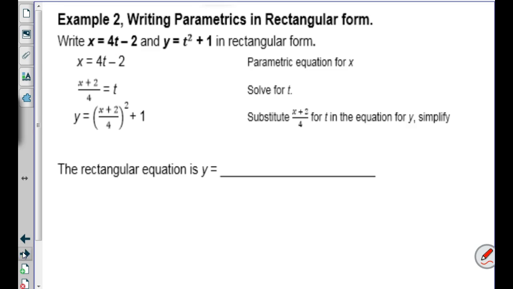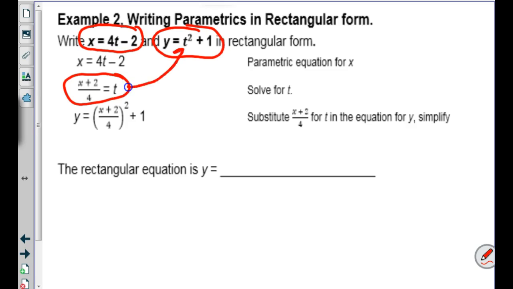All right, you have this one on your paper. It's mostly done for us, it looks like. It says x equals 4t minus 2 and y equals t squared plus 1. So we want to get the t by itself over here. So add 2 and divide by 4, and we got this. And then it says to plug that in here. And so I would be okay if you left it like this on the quiz, okay?